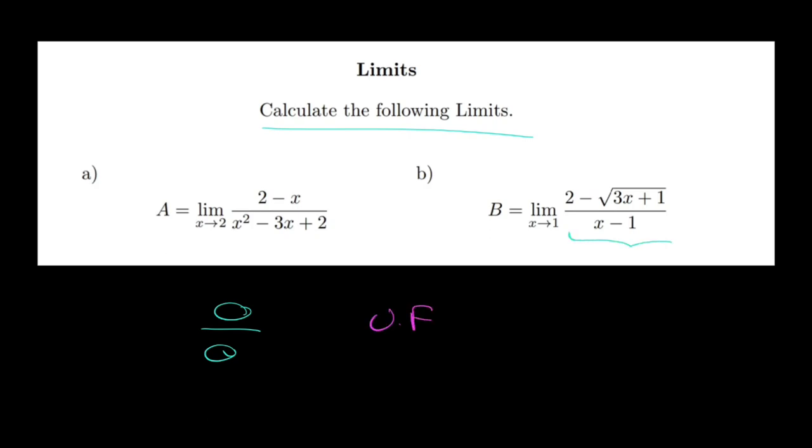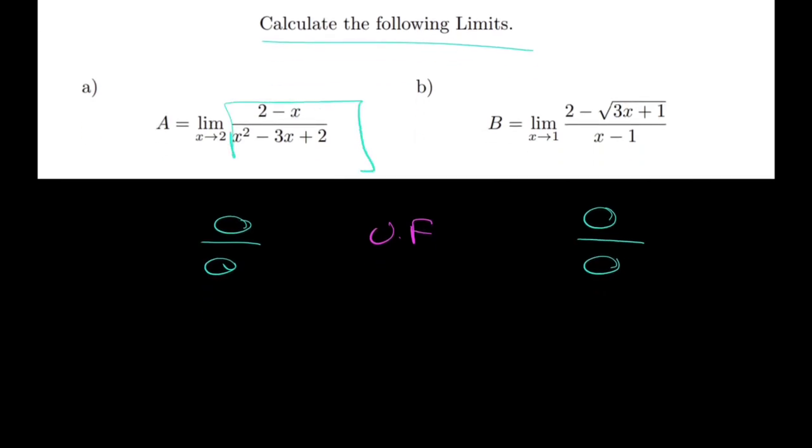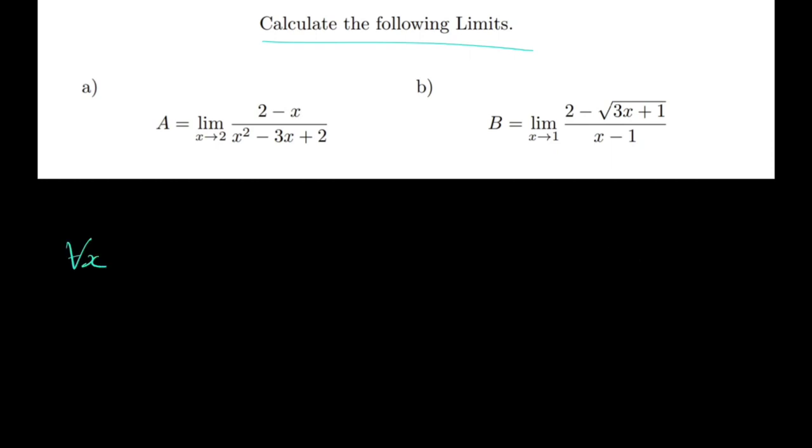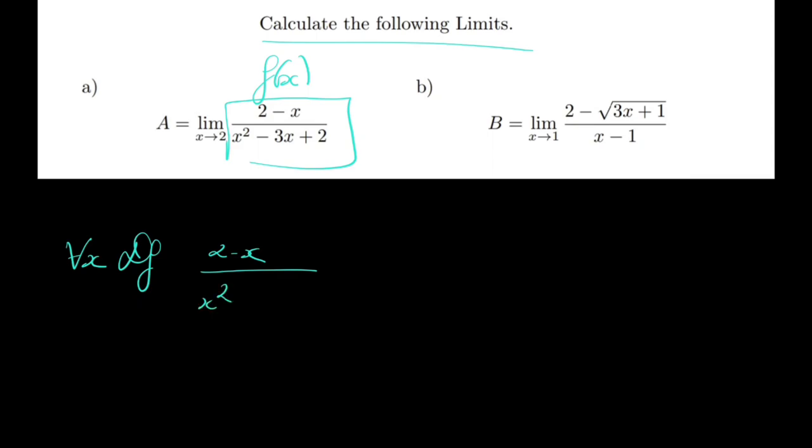Same thing here in x tends to 1. For this expression here, we will have an undefined form 0 over 0. Let's work to not get undefined form anymore. Let's start with the first one. So for all x in, let's call this one f of x, okay? For all x in Df, so when there are no problems, what do we have? We have 2 minus x over x squared minus 3x plus 2.